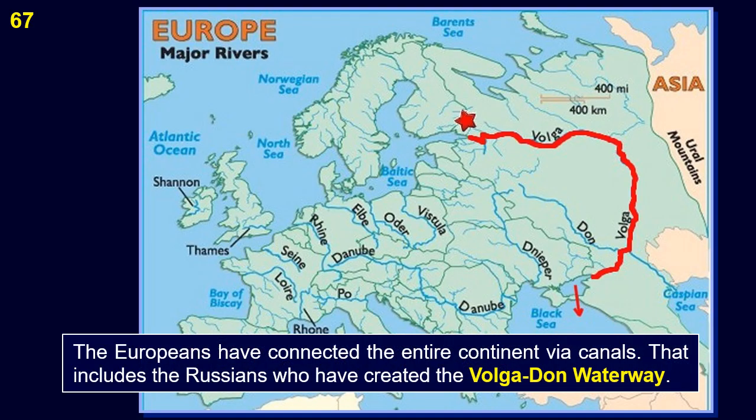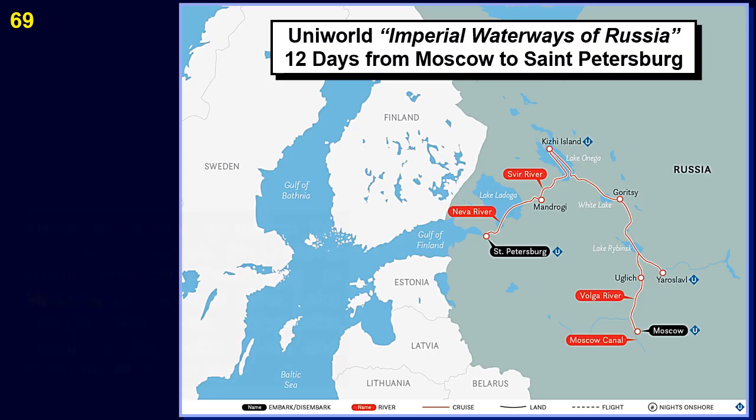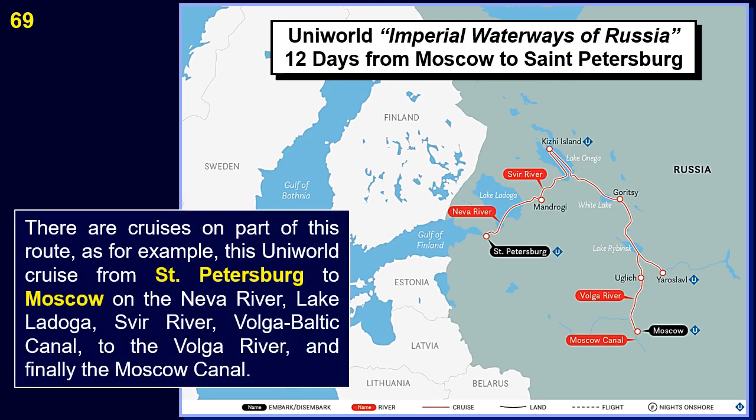The Europeans have connected the entire continent via canals. That includes the Russians, who have created the Volga-Don Waterway. The Volga-Don Waterway connects the Neva River of St. Petersburg, on the edge of the Baltic Sea near Finland, to the Volga, Europe's longest river. There are cruises on part of this route, for example this Uniworld cruise from St. Petersburg to Moscow on the Neva River, Lake Ladoga, Svir River, Volga-Baltic Canal, to the Volga River, and finally the Moscow Canal.